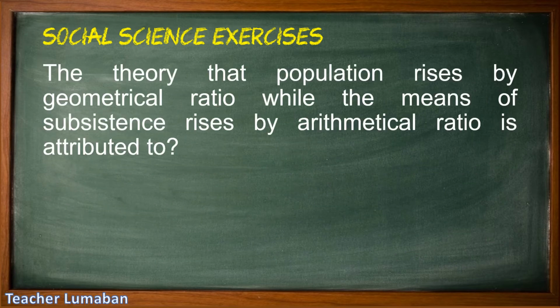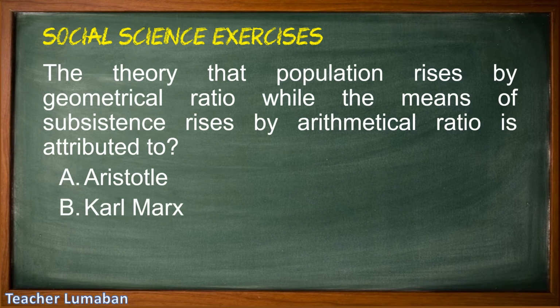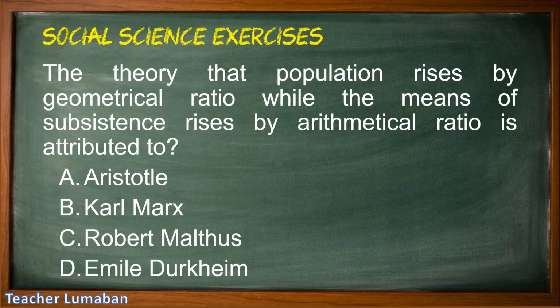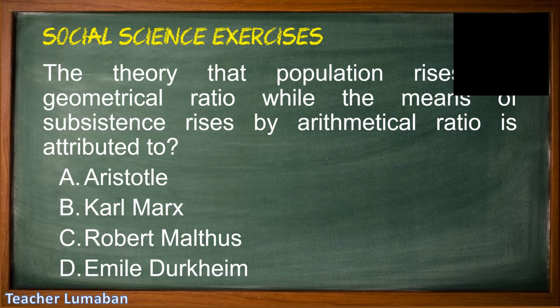The theory that population rises by geometrical ratio while the means of subsistence rises by arithmetical ratio is attributed to? Letter A, Aristotle. Letter B, Karl Marx. Letter C, Robert Malthus. Letter D, Emile Durkheim. Please choose the suitable answer to the following choices in 5 seconds.